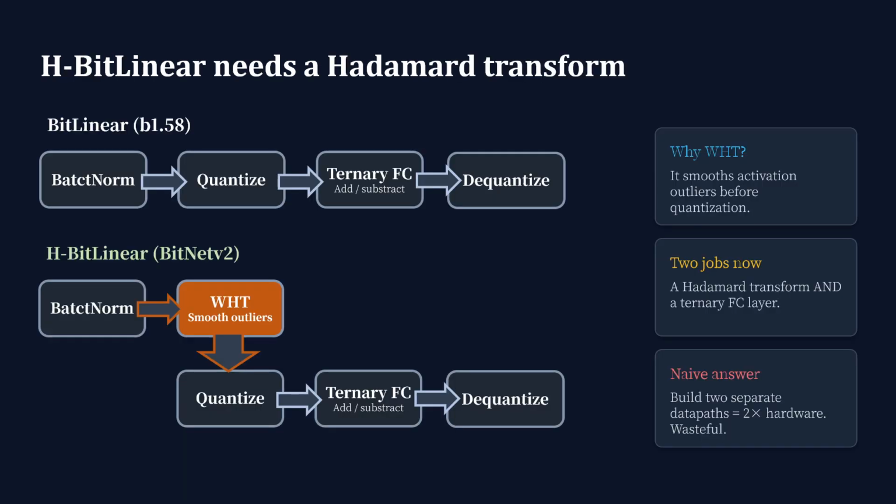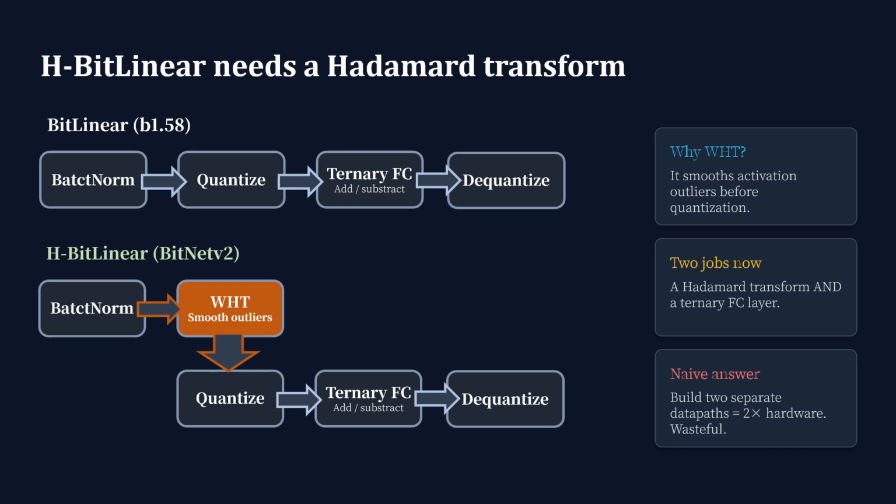But there is another catch. Before quantizing activations, BitNet version 2 runs them through a Hadamard transform to smooth outliers. So the hardware now has two jobs: a Hadamard transform and a ternary fully connected layer. The naive answer is two separate data paths, which is wasteful.